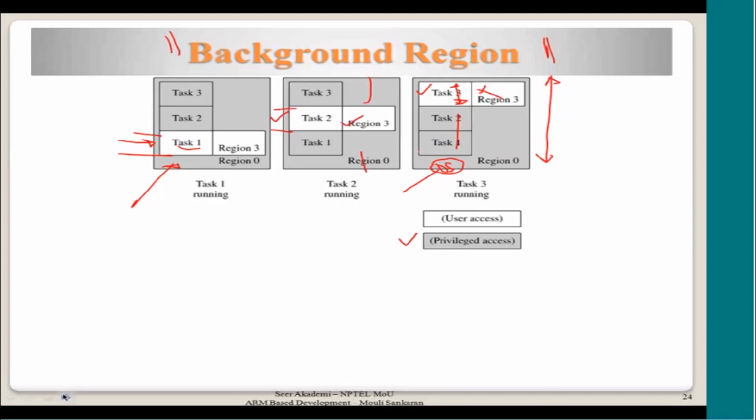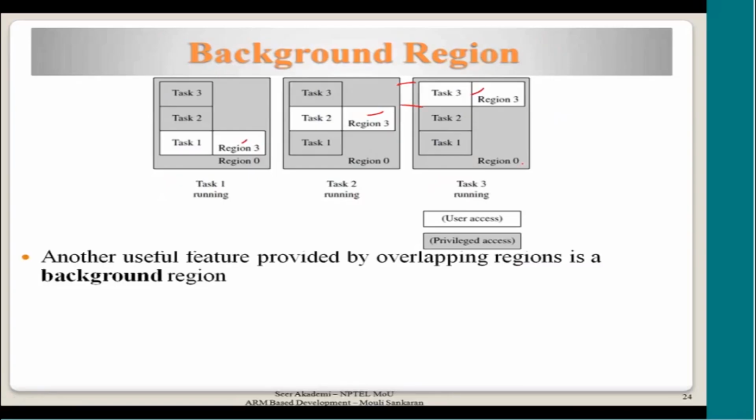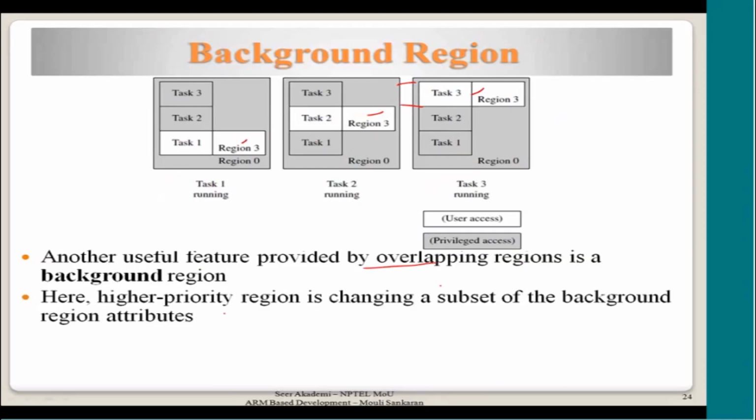Okay, one second. So what we can do with this background region is selectively enable access to a particular region. That is the summary. Another useful feature provided by the overlapping region is the background region. A higher priority region is changing a subset of the background region attribute. The higher priority one changes the attribute.